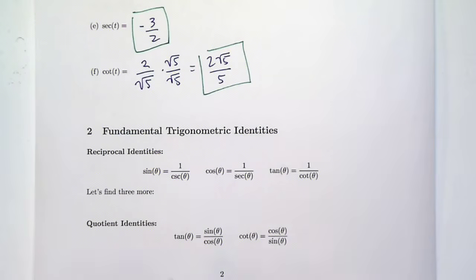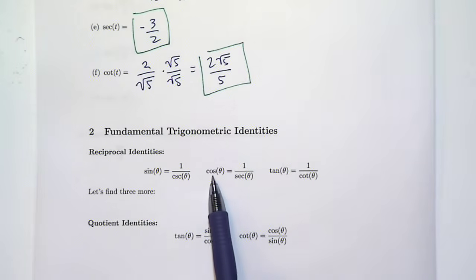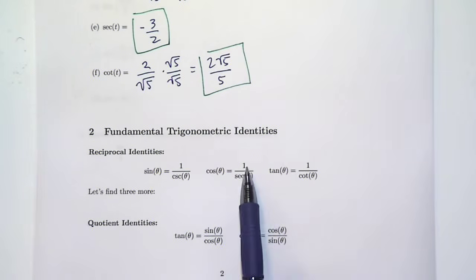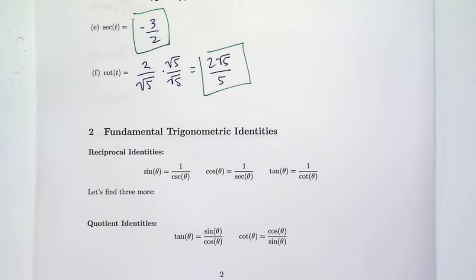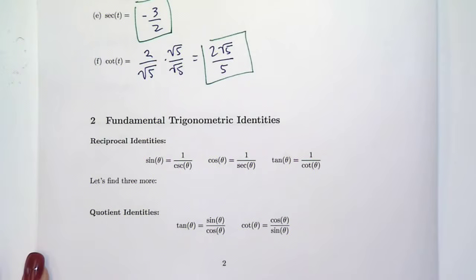So the reciprocal of sine theta is 1 over cosecant theta. The reciprocal of cosine theta is 1 over secant theta. And the reciprocal of tangent theta is 1 over cotangent theta. And so we can also write them in the reverse.